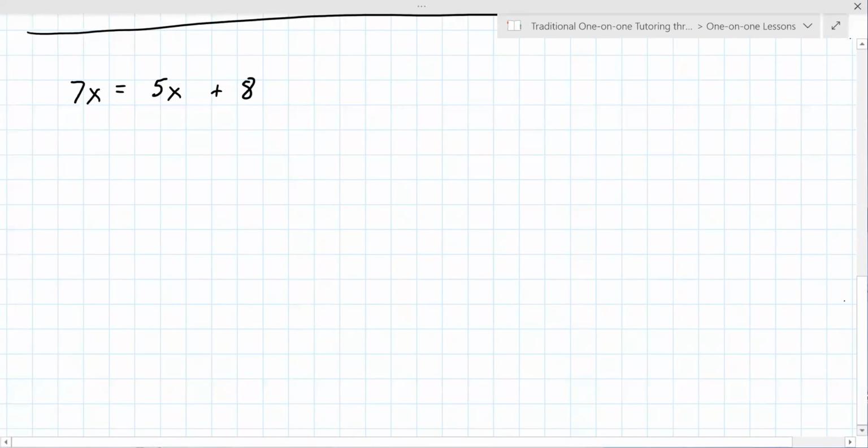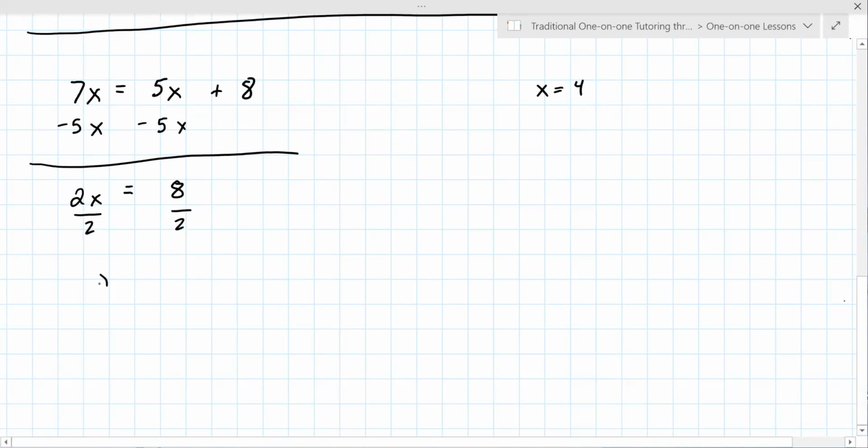x equals 4. Let's check that out. So you say x equals 4. Did you subtract 5x from both sides of the equation? You probably did. 2x equals 8. And then 2 is multiplying x, so you can divide both sides by 2. So yes, x equals 4. Great.